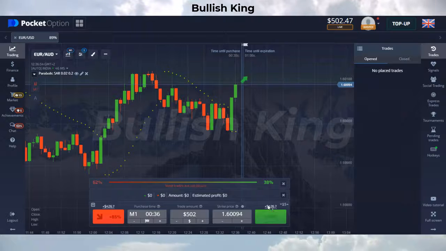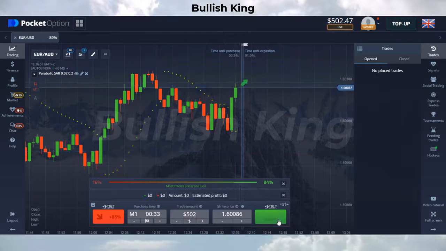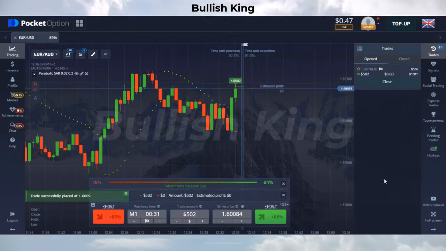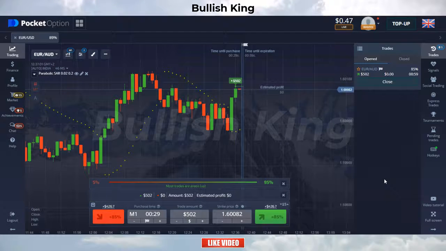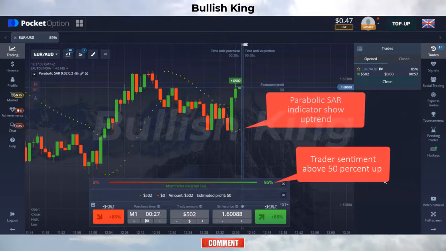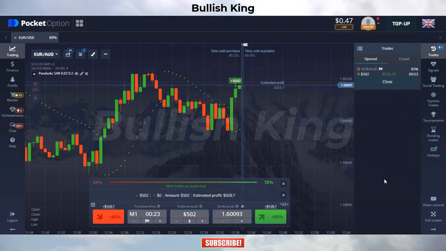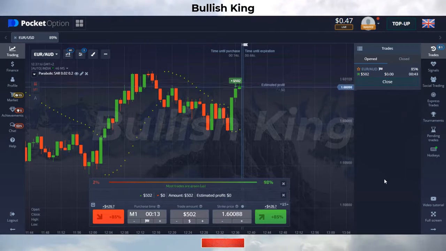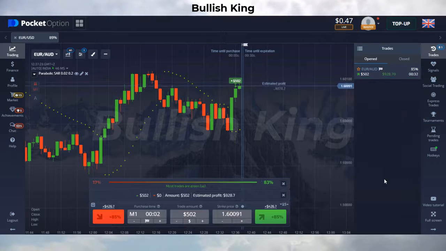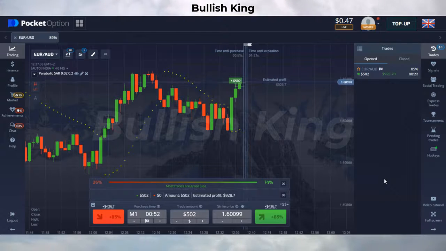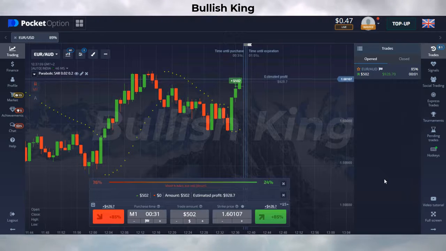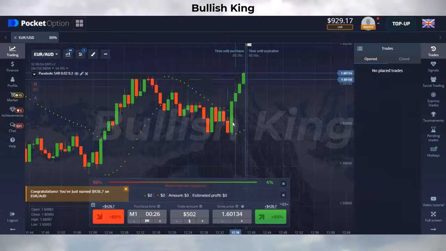We open EUR/AUD asset. At this point, you will see that trader sentiment is above 50% up and the Parabolic SAR indicator shows uptrend too. So here we place a buy trade. We won this trade.